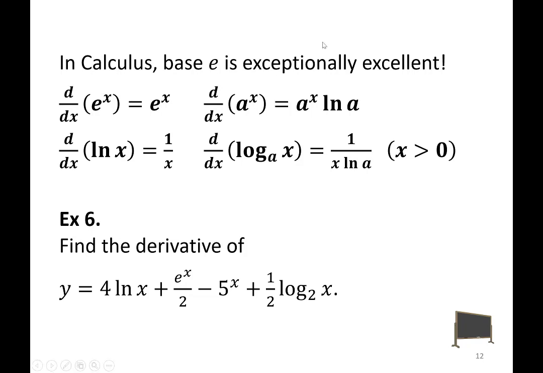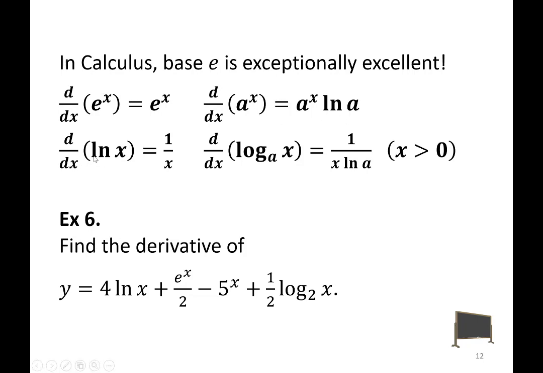Now, if you have the derivative of a different base exponential, so base a, where a could be anything like 2 or a half or whatever, then what you get is the same exponential but modified by this little ln of a. So there's a little times ln of a attached to the end of this derivative. Again, we'll prove both of these in a future packet.